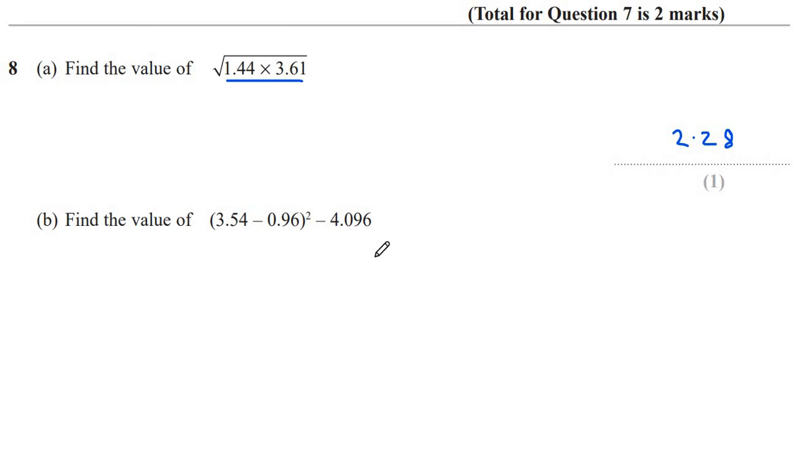And part B, again, you can use your calculator. You first do whatever is inside the parentheses or brackets, the subtraction, and then you have to square the result, and then you have to take away 4.096 from that, and that should give you 2.5604.